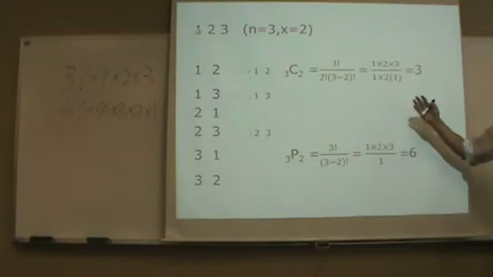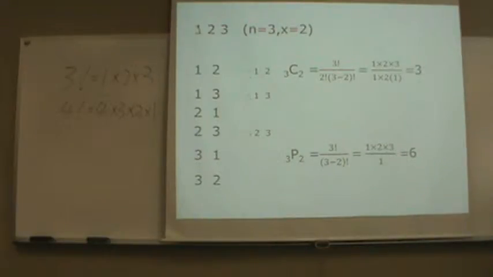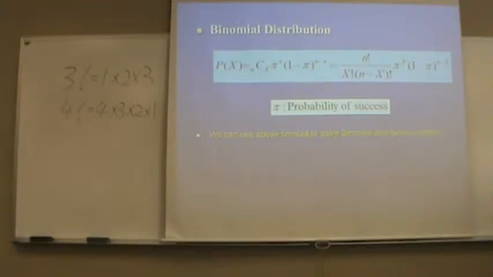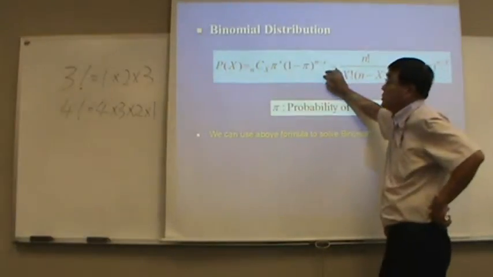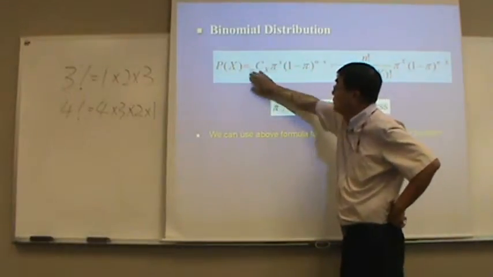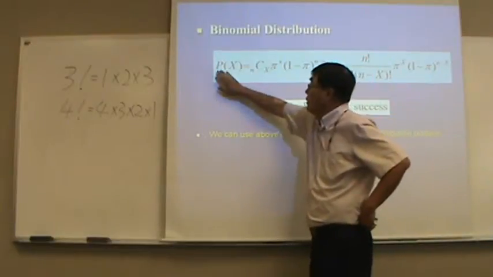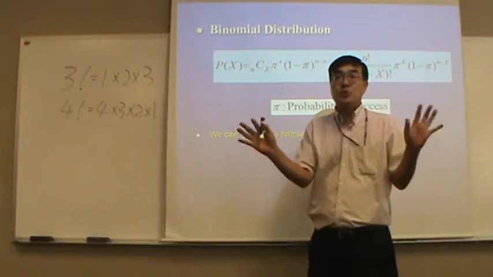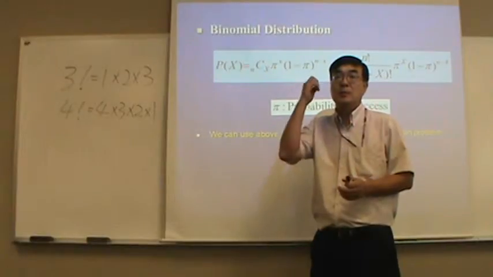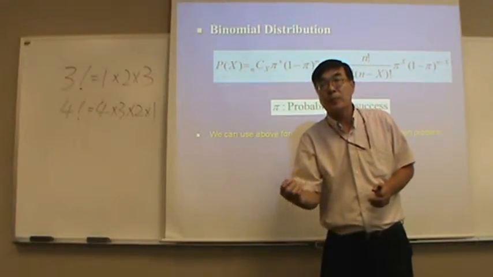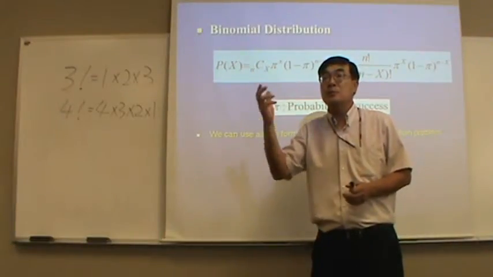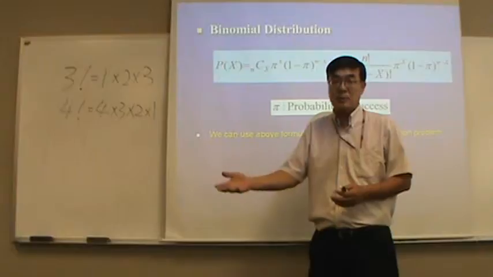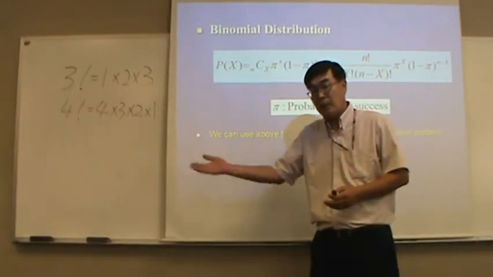Why I show you combination and permutation is that binomial distribution uses this combination formula. So the probability of X is like, 10 students here, and then what is the probability of passing this class? Like the probability of 3 students passing this class, 4 passing the class out of 10, like that.